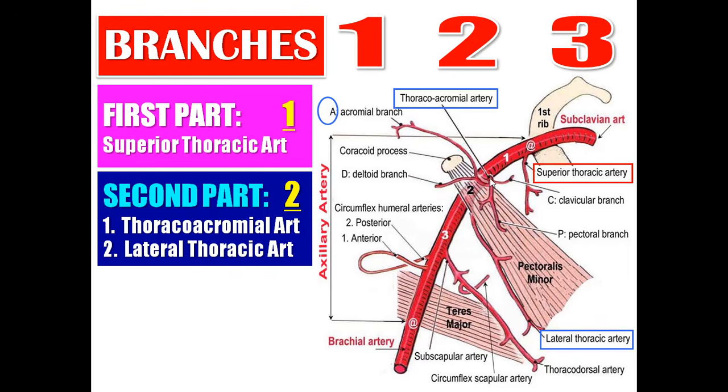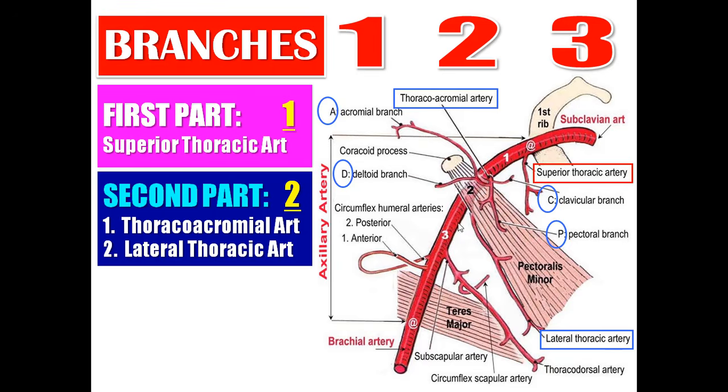The thoracoacromial artery or acromiothoracic artery gives 4 branches, A, P, C, D. Acromial branch, pectoral branch, C, clavicular branch, and D, deltoid branch. Second branch is the lateral thoracic artery. So the second part gives thoracoacromial and the lateral thoracic artery. Thoracoacromial gives 4 branches, A, B, C, D. Acromial, pectoral to pectoralis major and minor, and clavicular branch, and the deltoid branch in the deltopectoral groove.